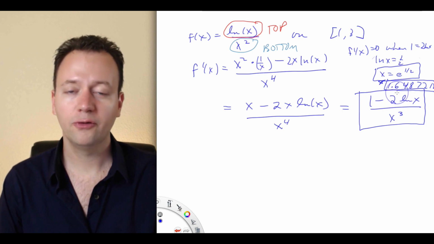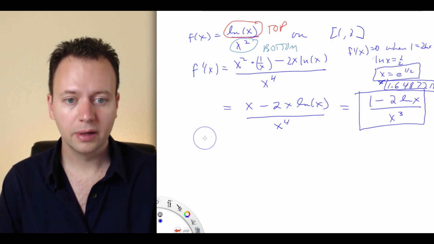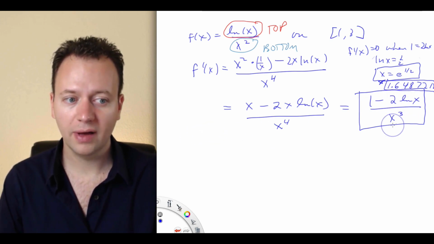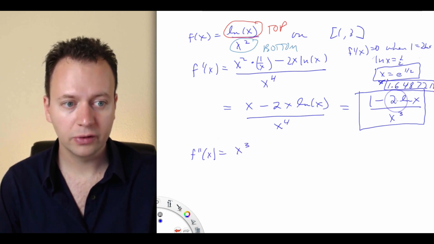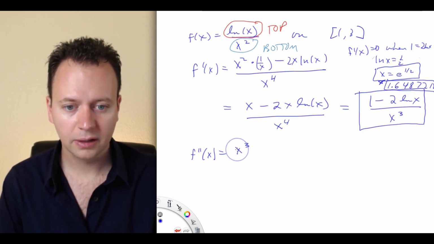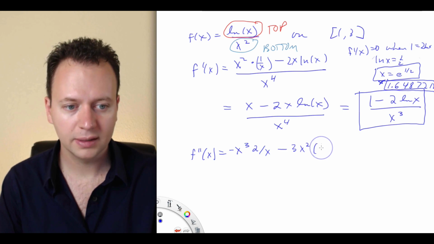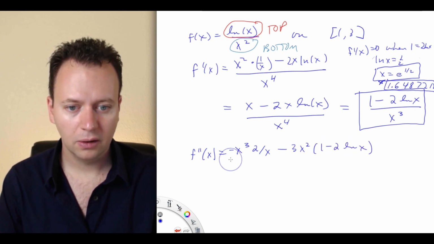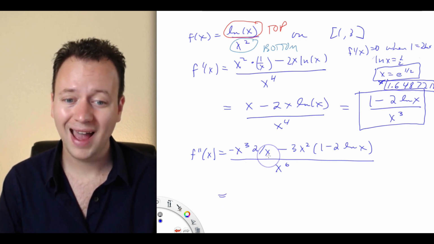So now let's try to figure out whether it is a local minimum or a local maximum. So f prime was 1 minus 2 ln of x over x cubed. F double prime of x is going to be the bottom times the derivative of the top. Now the derivative of the top this time is 2 over x, actually with a minus. So bottom times negative 2 over x. So that's negative 2 over x. And then minus the top times the derivative of the bottom. So 3x squared times the quantity 1 minus 2 ln of x, all over the bottom squared, which is x to the 6th. Okay, x cubed over x is x squared.